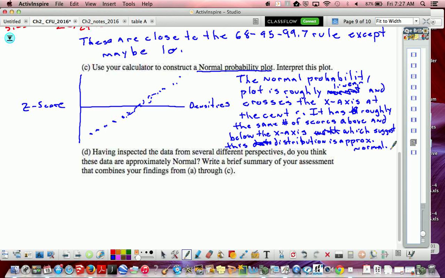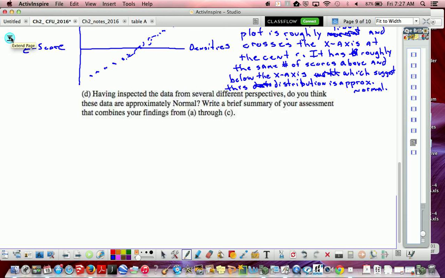All right, so D, having inspected the data from several different perspectives, doing a normal plot, analyzing 1, 2, and 3 standard deviations, write a brief summary of your assessments that combine your findings from A through C. So I would just say something to the extent of this. Is it approximately normal? Yes.